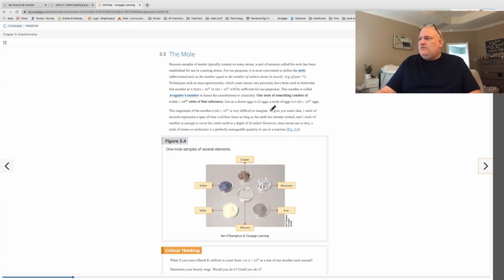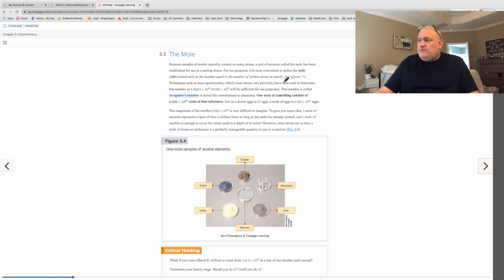All right, let's take a look at section 3.3, and this is where it all starts getting good. This is where we start talking about the mole. I will say this, if you need to go back through, I've put some of the previous tutorials from last year on there that may help you out. But let's take a look at 3.3 and walk through a few things here.